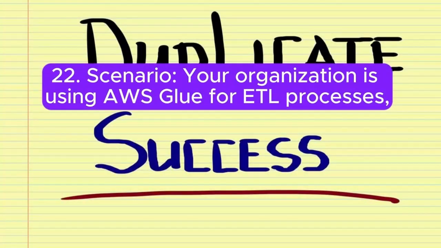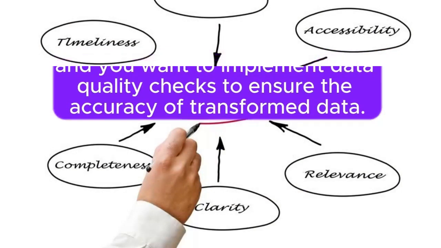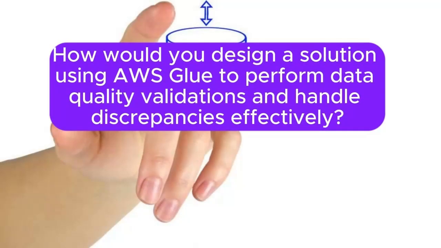22. Scenario: your organization is using AWS Glue for ETL processes, and you want to implement data quality checks to ensure the accuracy of transformed data. How would you design a solution using AWS Glue to perform data quality validations and handle discrepancies effectively?